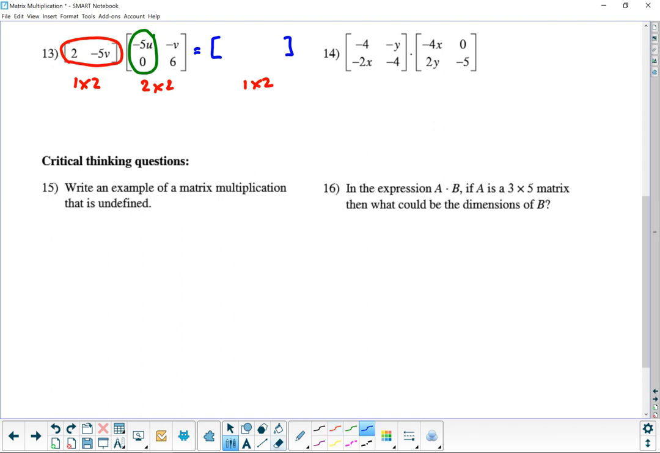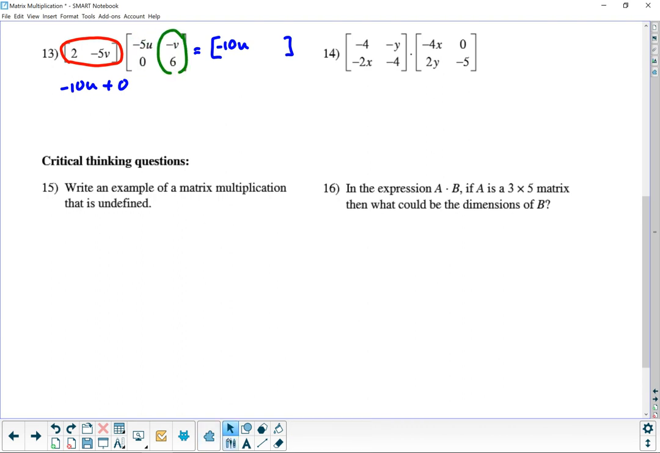So this one's gonna be 2 times negative 5u. There's only one math that you have to do here. So, or actually two. So 2 times negative 5u is negative 10u plus negative 5v times 0 is 0. So that's negative 10u. Okay. Next one, right here.